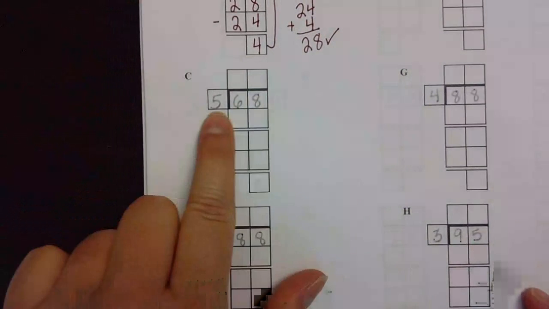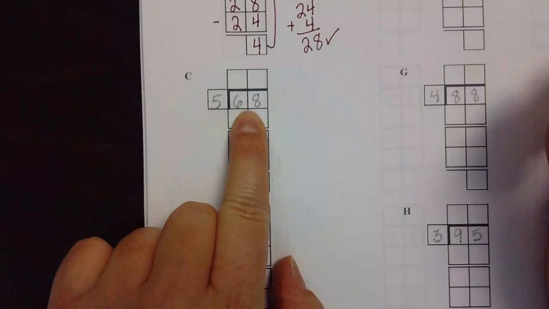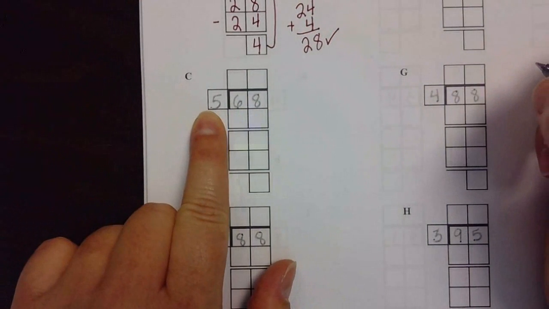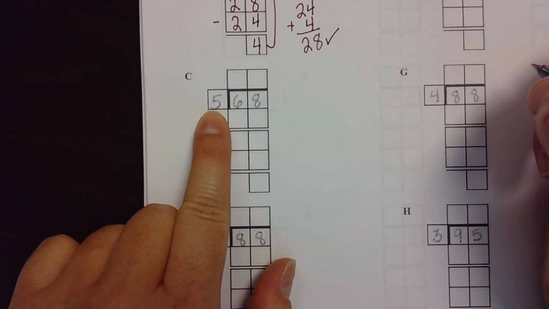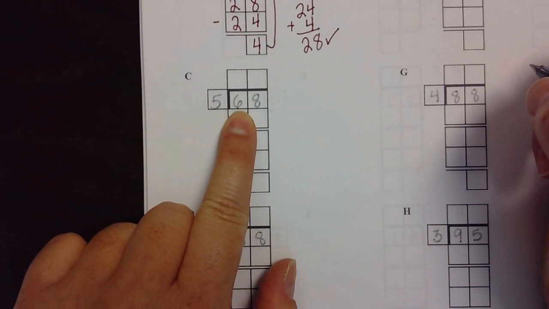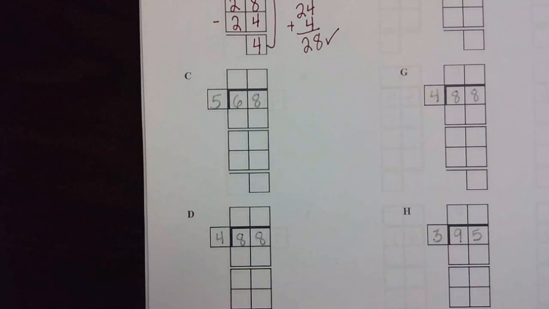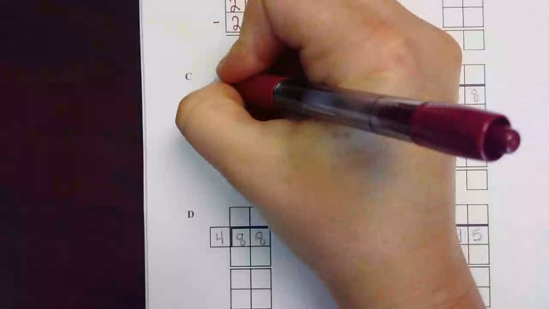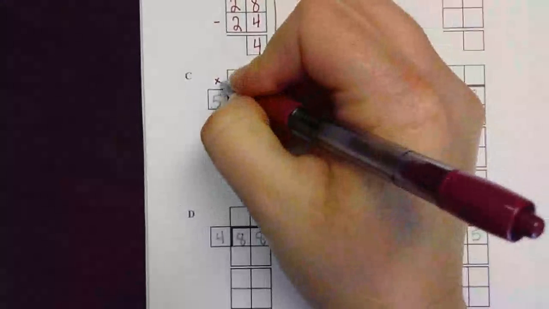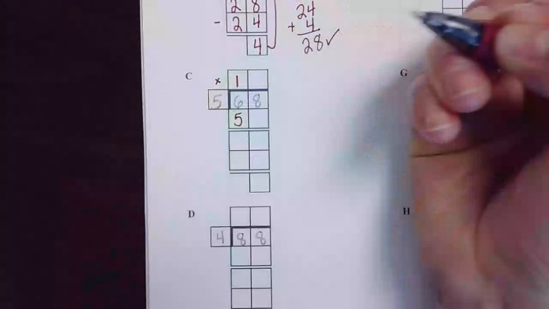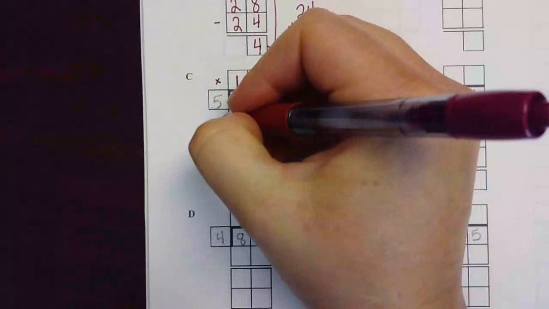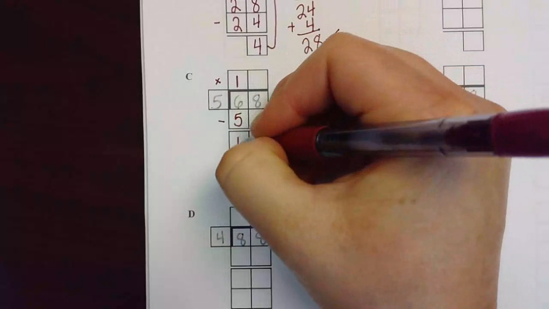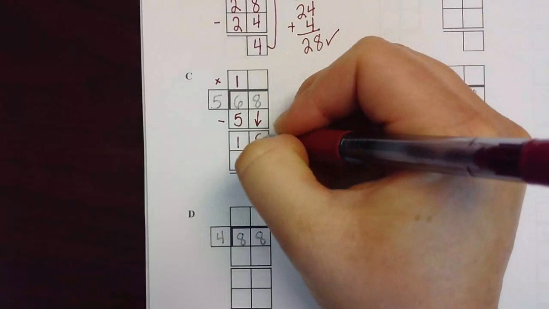68 divided by 5. Okay, so I have my dividend divided by my divisor. So I'm going to first start with my tens. How many times would 5 fit into 6? Well, once, because one group of 5 is 5, 2 groups of 5 is 10. That's too much. So it can go in there 1 time. Divide, multiply. 1 times 5 is 5. Divide, multiply, subtract. 6 minus 5 is 1. Subtract and bring it down.